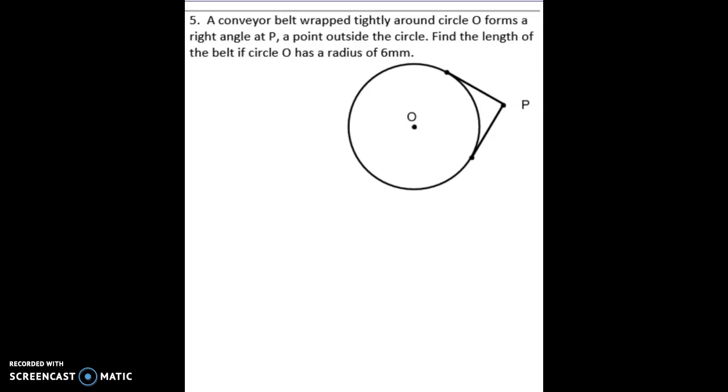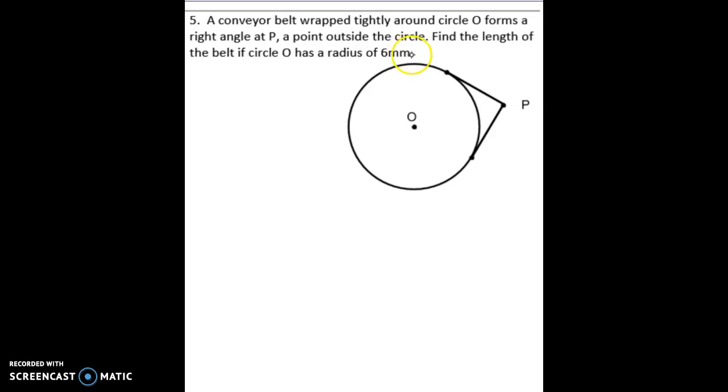Okay, so I decided to do one last problem. In this problem, problem number 5, a conveyor belt is wrapped around circle O and forms a right angle at P, the point outside the circle. So our goal is to find the length of the belt if circle O has a radius of 6.